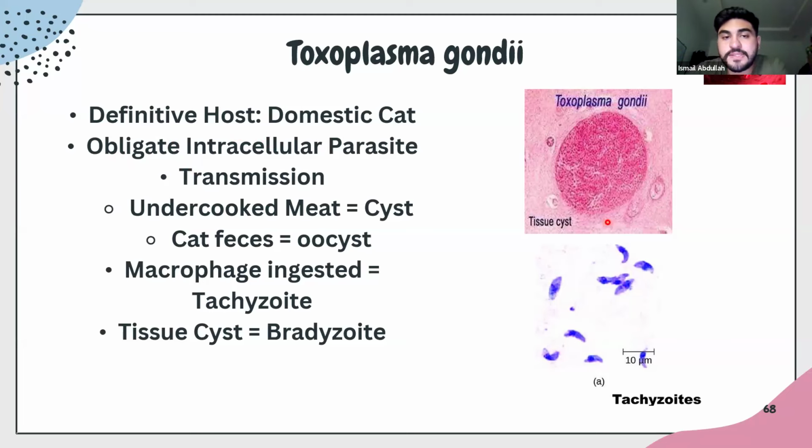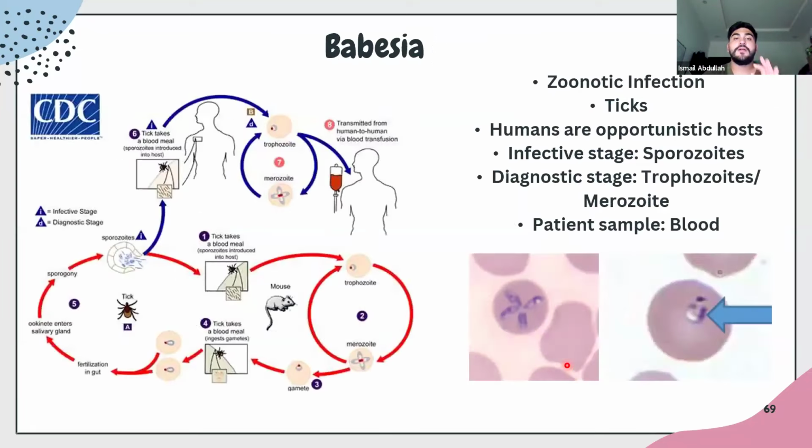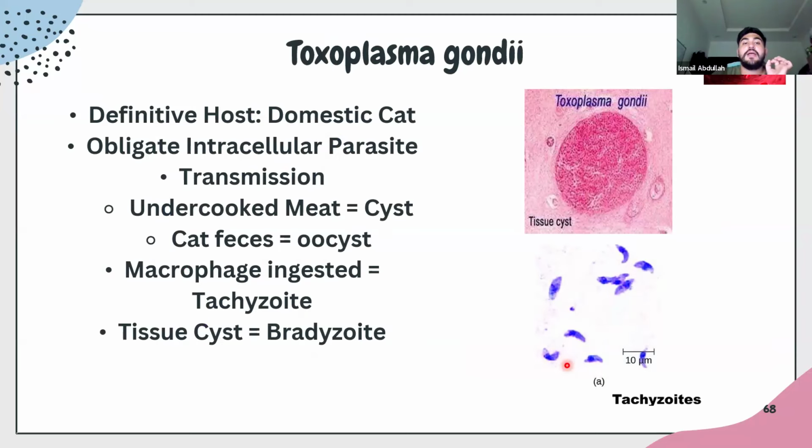And as you can see here, this is a tissue cyst, and this is very diagnostic of Toxoplasma gondii. This is the infective stage. This is how it's going to look. And then we have tachyzoites. But let me explain something. If it comes from undercooked meat, it's going to be a cyst. But if you see oocyst in a question, then it came from cat feces. So this is very important for you to understand.